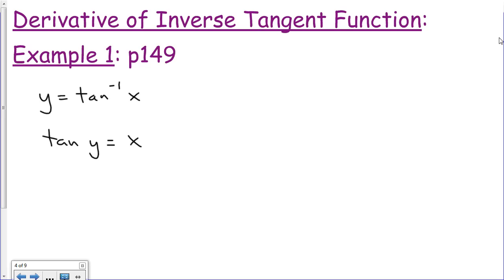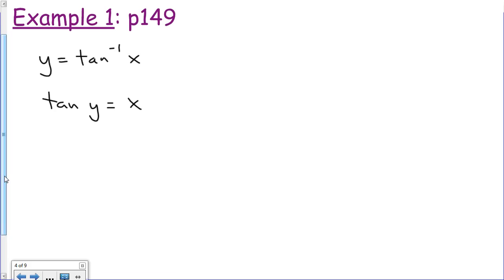The next step is to actually take the derivative of this equation. The significance of writing it in this form is that I can actually find the derivative of this equation, because on the left side I have tangent, and I know the rule for the derivative of tangent. On the right side I have just x, and I know the rule for the derivative of that. So I actually want to find the derivative with respect to x of the tangent of y equals x, of that statement that we have.